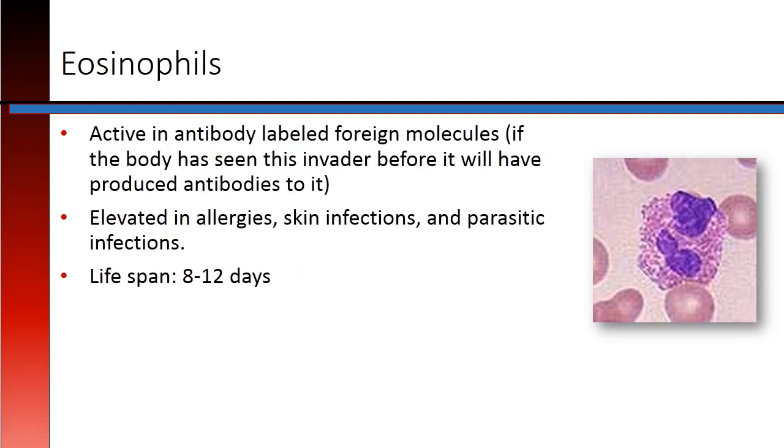Eosinophils. Eosinophils are active against antibody-labeled foreign molecules. If the body has seen the invader before, it will have produced antibodies to it. Eosinophils generally become elevated in allergies, skin infections, and parasitic infections. The lifespan for an eosinophil is between 8 and 12 days.